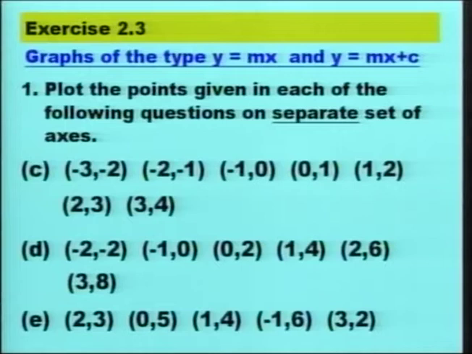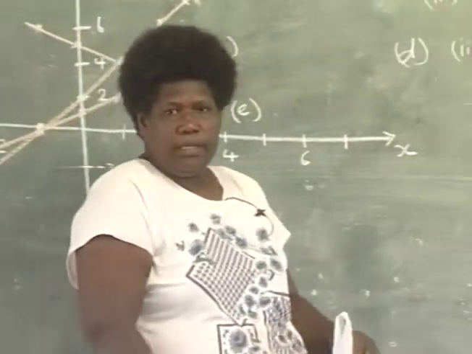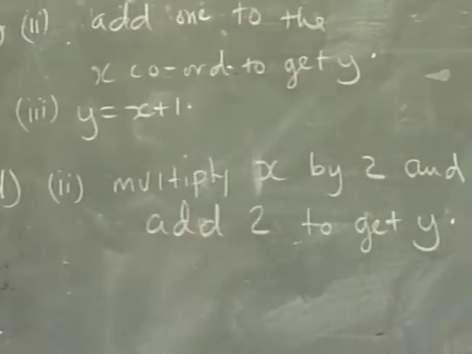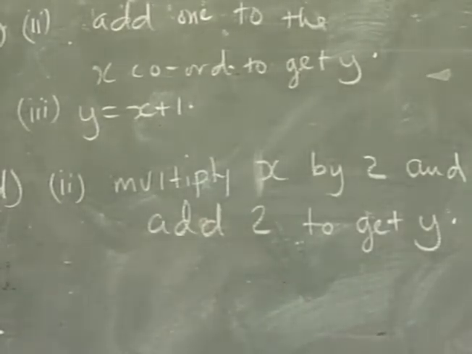Anyone disagrees? So let's check. -2 multiplied by 2 will be -4. -4 plus 2 will give -2. That's the first set of coordinates. -1, 0: multiply 2 by -1, you get -2. You add 2, you get 0. Let's try 3, 8. You multiply 3 by 2, you get 6. You add 2 to that, you get 8. Okay, so it's correct.